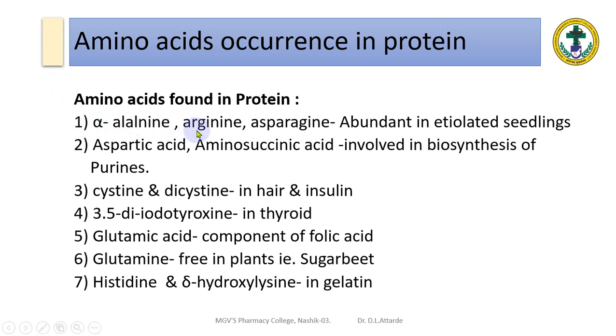Alpha-alanine, arginine and asparagine are abundant in etiolated seedlings. Aspartic acid, aminosuccinic acid, is involved in the biosynthesis of purines. Cysteine and dicysteine are present in hair and insulin. 3,5-diiodothyroxine is present in the thyroid gland. Glutamic acid is a component of folic acid. Glutamine is free in plants, for example in sugar beet. Histidine and alpha hydroxylysine are present in gelatin.